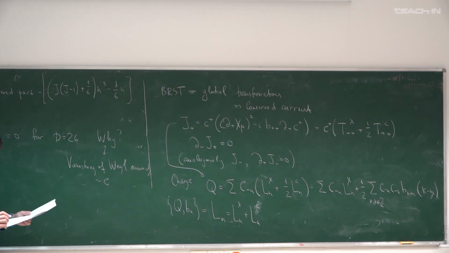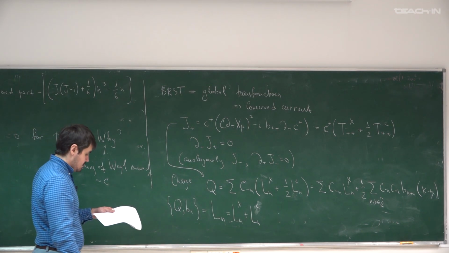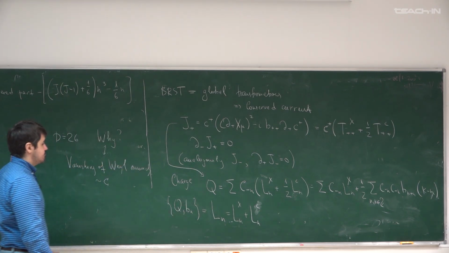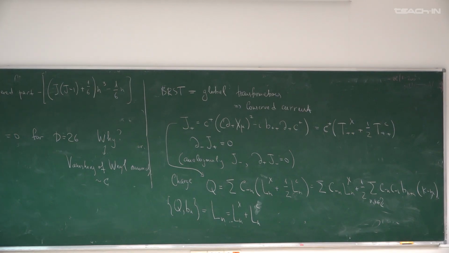So we will discuss it now. Yeah, so that's the statement, that Q squared is 0. Let's derive that.